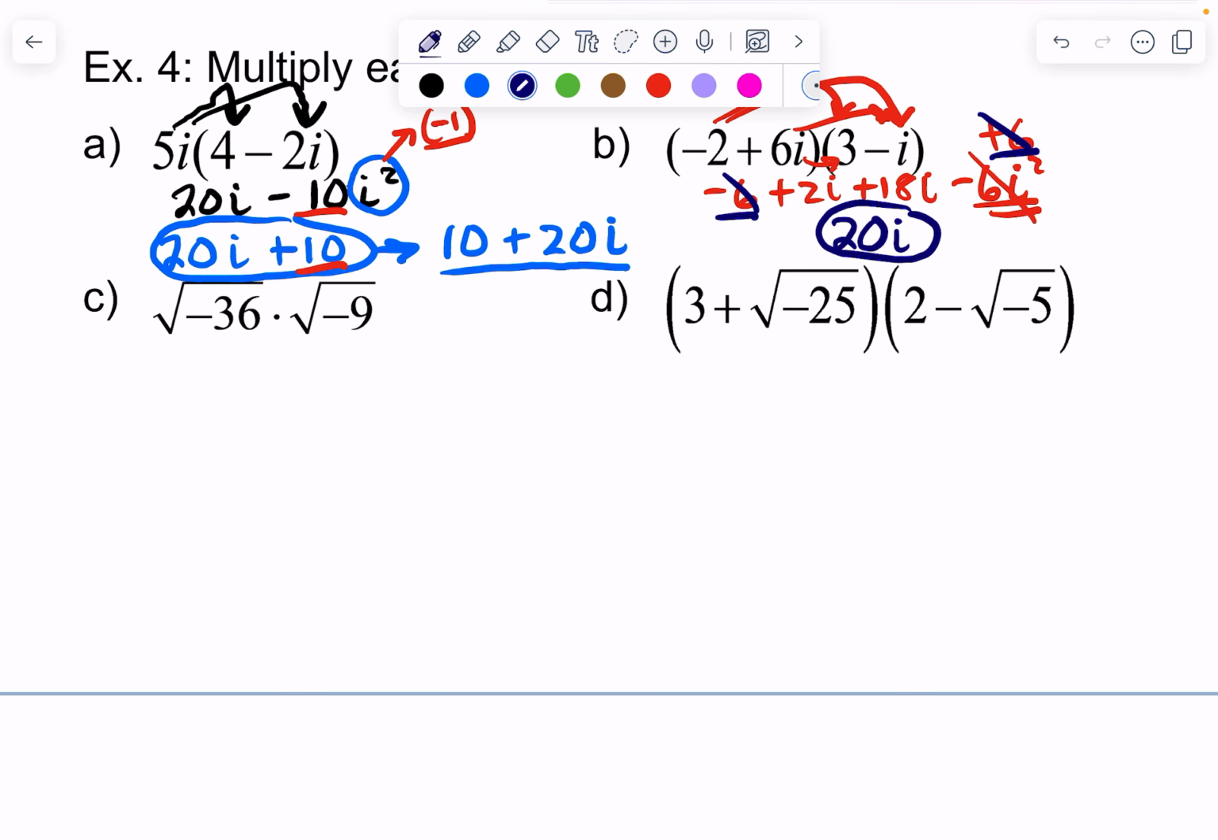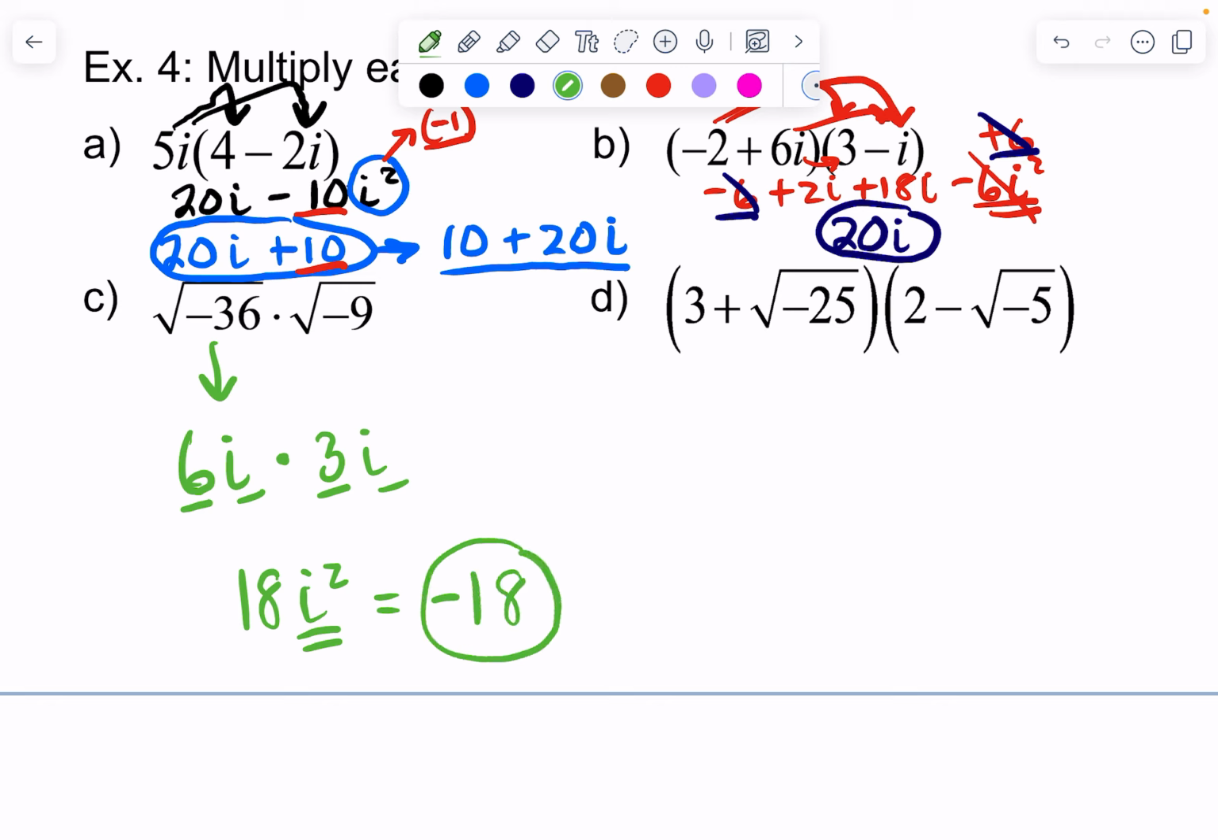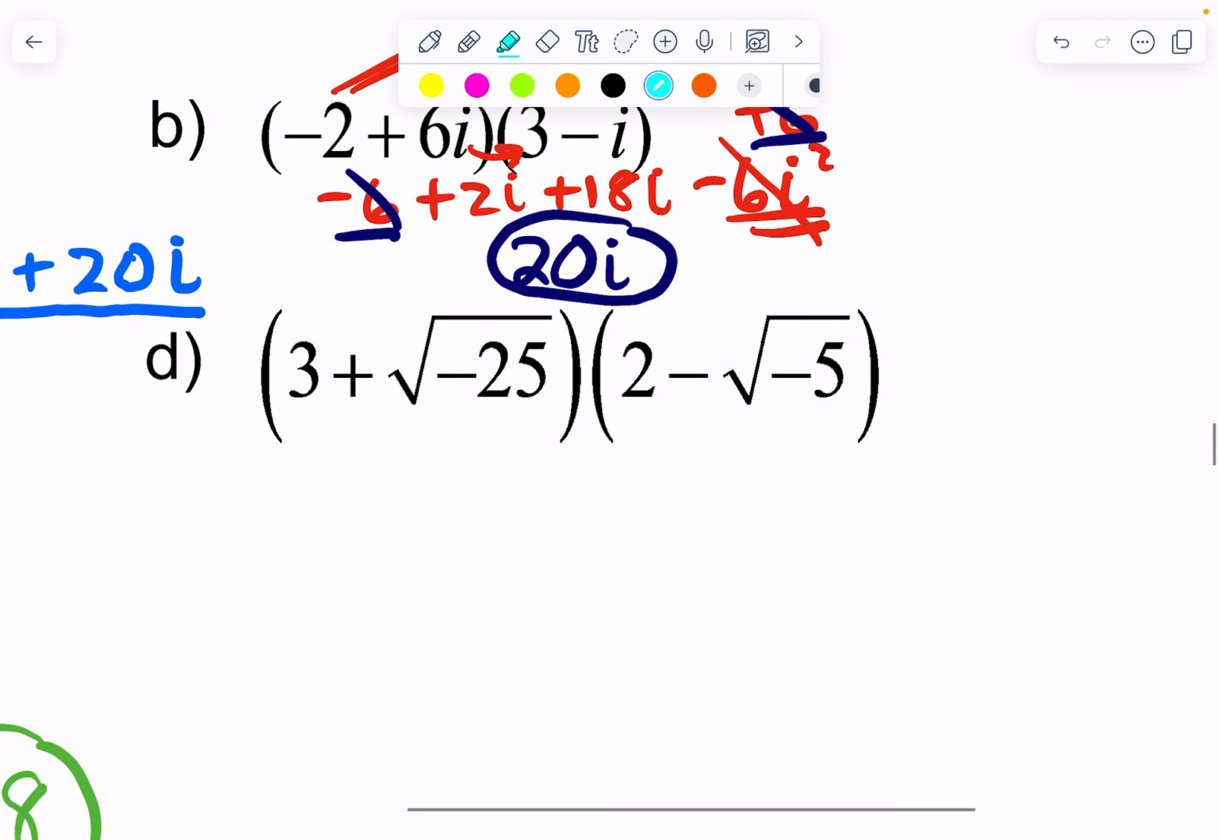Okay, square root of negative 36 is simply 6i times square root of negative 9 is 3i. 6 times 3 is 18. i times i is i squared. i squared equals negative 1, so this is negative 18. Please do not multiply the insides first. Whenever you have a negative radicand inside of an even radical, you must simplify the imaginary number first.